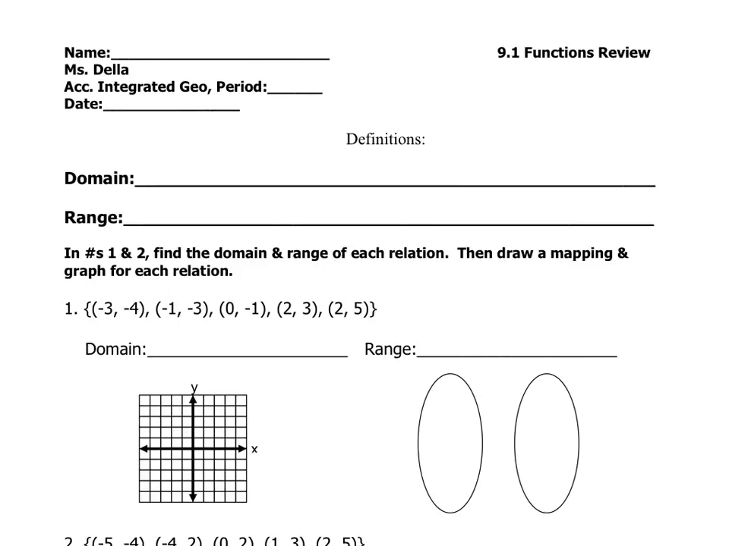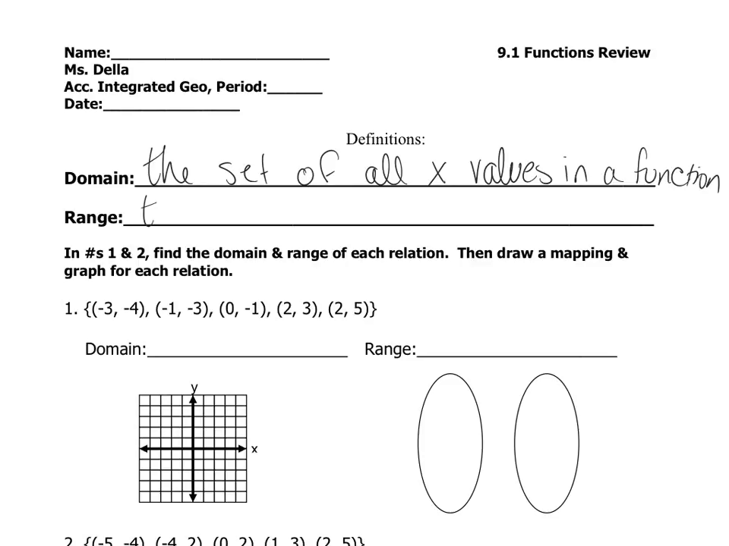All right, let's start off chapter 9 with a little functions review. The first two questions here are asking you to get the definitions of domain and range, and this should be right out of your notes. Basically, the domain is a set of all x values in a function. And the range is a set of all y values in a function.